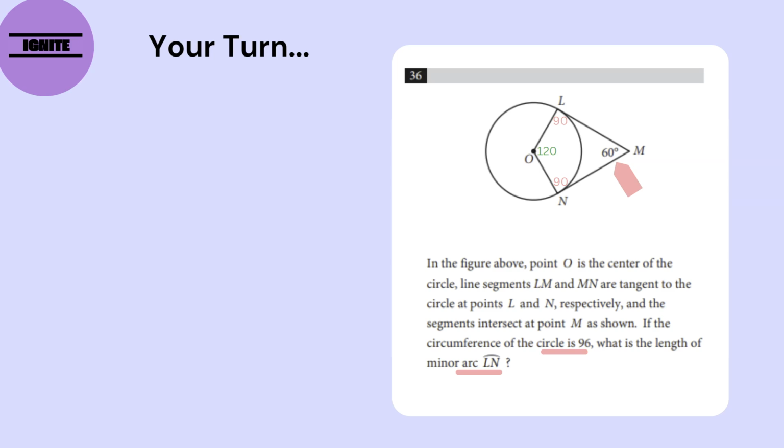Now, what do we know about proportions? The entire circle is 360 degrees. So we can divide 120 by 360 to equal 1/3. So the ratio of LN, the minor arc, is 1/3 of the entire circumference. And what is 1/3 of the entire circumference? Well, that is going to be 32.